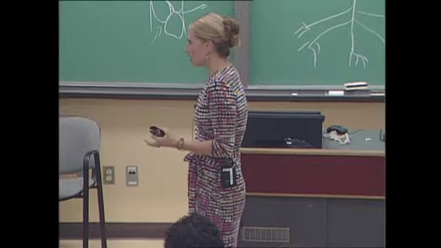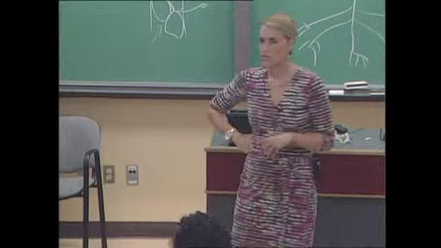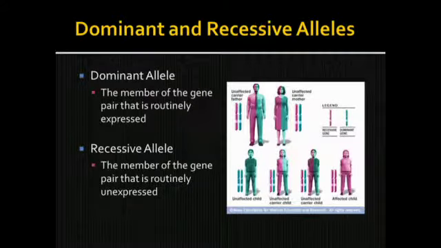The recessive allele is the member of the gene pair that is routinely unexpressed. So, for example, blonde hair in a population is a recessive gene, which is why it is not as common, and some would argue more highly desired. A lot of women tend to dye their hair blonde because it makes them unique or different.